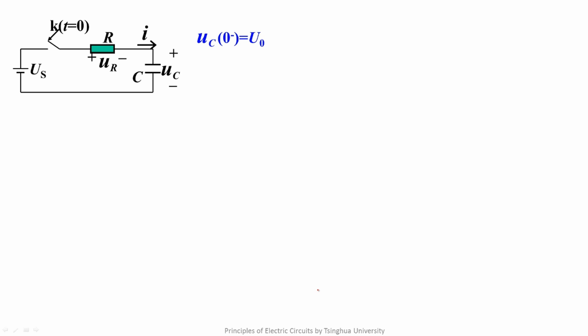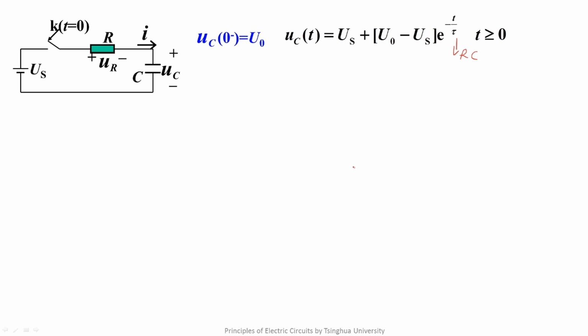Our discussion starts from a simple exercise. This circuit is a series connection of a voltage source, a resistor, and a capacitor, whose initial value is U0. By applying the three elements method, we know uC(t) can be written as US plus (U0 minus US) multiplied by e to the power of minus t over tau, in which tau equals RC. We've been familiar with this method in lecture 50.